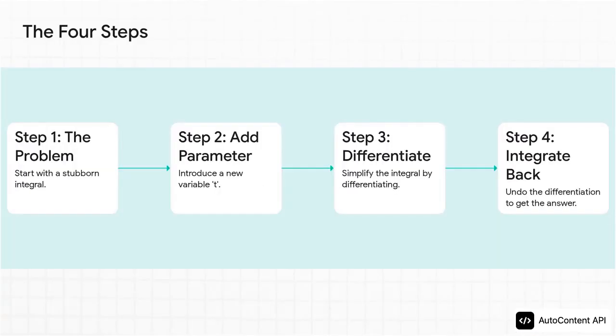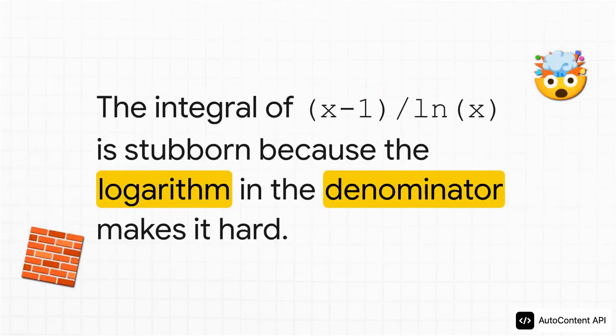So, here's our game plan. It's a simple, four-step process. We start with a stubborn problem, we introduce a new variable to make it more flexible, we hit it with that magic differentiation step to simplify it, and then we integrate back to get our answer. All right, here's our opponent. Now, at first glance, it doesn't look too terrible, right? But that natural log of x down in the denominator, oh, that makes it an absolute nightmare. With standard methods, you're just stuck.